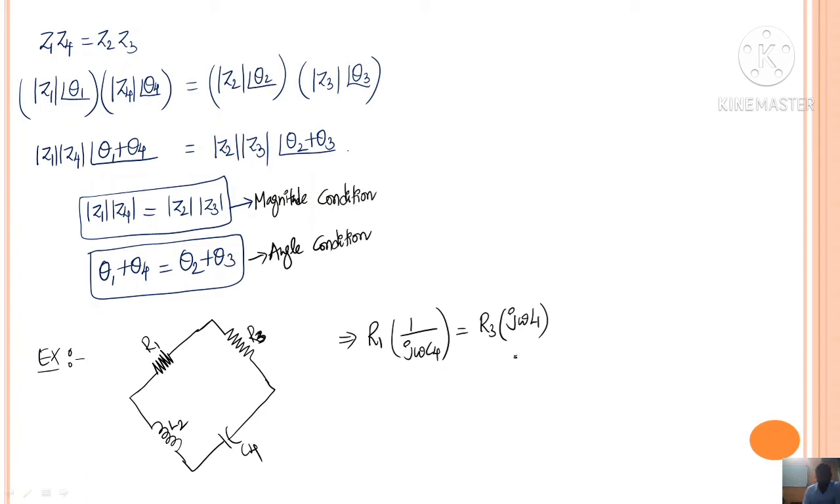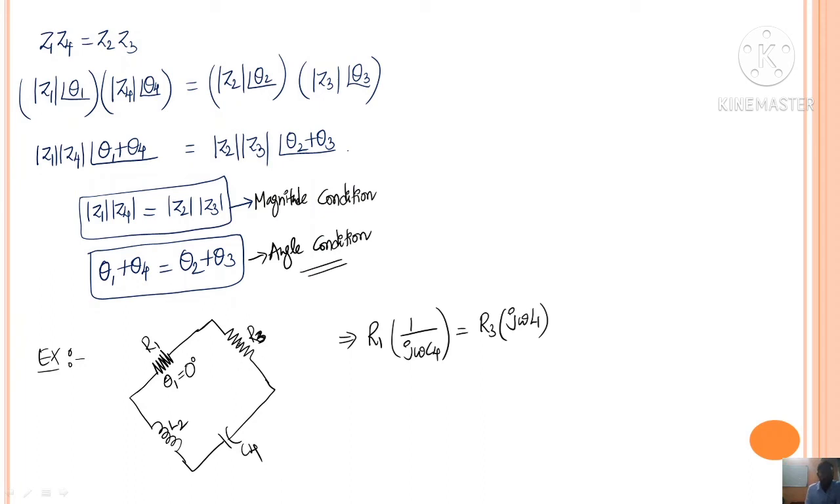But before that, you need to understand a fact. What is that fact? The bridge must satisfy both the magnitude condition and angle condition. Magnitude condition can however be considered. What is the magnitude of this impedance? It is 1 by omega C4 without j. And what is the magnitude of this impedance? It is omega L2. But if you observe the angle condition, what is the angle for this R1? It is theta 1. So what is this angle? 0 degrees.